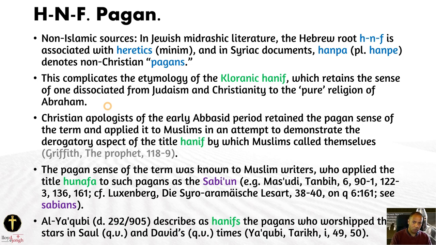Before Abraham followed God Yahweh, Abraham was a pagan, a Sabaean pagan, a worshiper of upright idols, right? So therefore, this is the pure religion, which is a pagan religion. The religion of Abraham and the religion of Abraham's family was the paganism of the Sabaeans, Babylonian moon worship. Christian apologists of the early Abbasid period retained the pagan sense of the term and applied it to Muslims in an attempt to demonstrate the derogatory aspect of the title Hanif by which Muslims called themselves. That's in Griffith, the Prophet, pages 118 to 119. And the pagan sense of the term was known to Muslim writers who applied the title Hunafa to such pagans as the Sabiyun, e.g. Masudi.